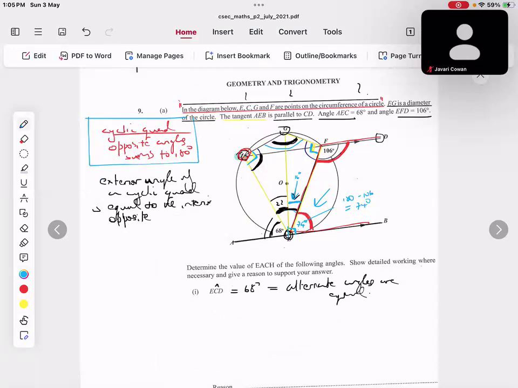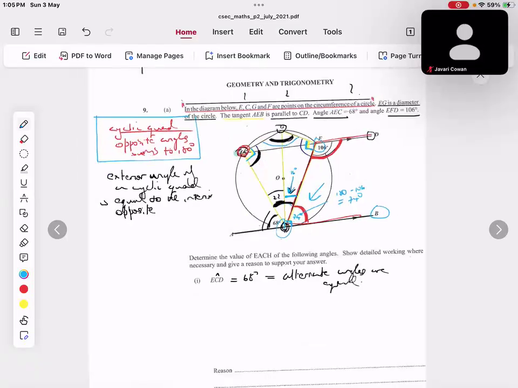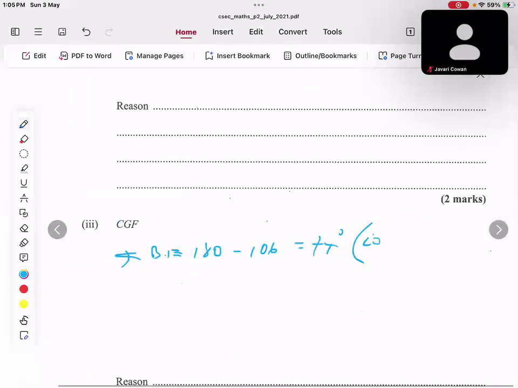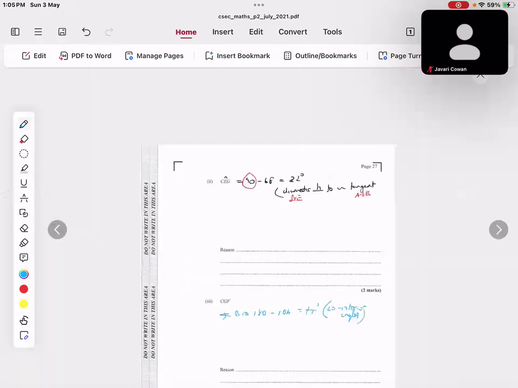So to get that angle, you're going to say angle BEF, this angle right here, the 74. So angle BEF is equal to 180 minus 106, which is equal to 74. What's the reason? Co-interior angles. All right, that's the first step.